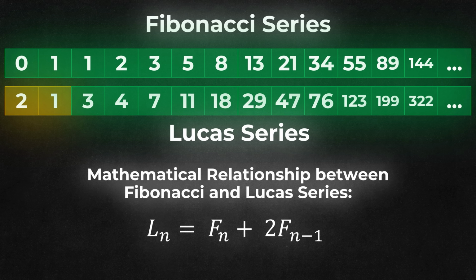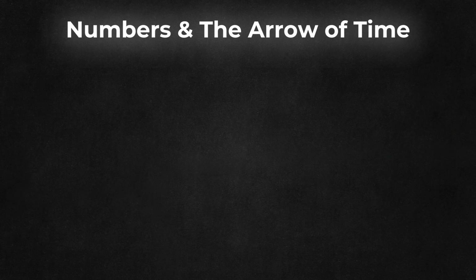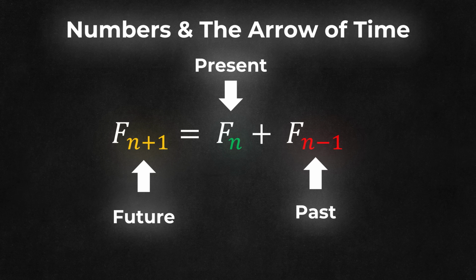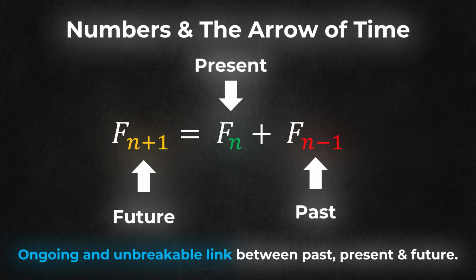The first interesting idea related to the Fibonacci sequence in financial markets is that the method of construction of the sequence shows the unbreakable and ongoing link between past, present, and future. In other words, if we imagine that Fibonacci numbers are a time series, future Fibonacci numbers are a natural consequence of numbers in the present and in the past.